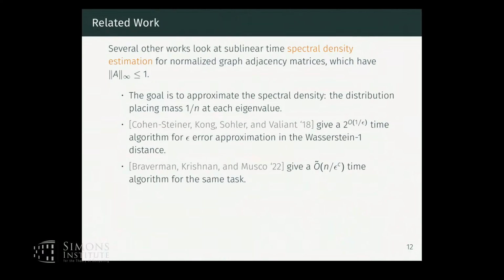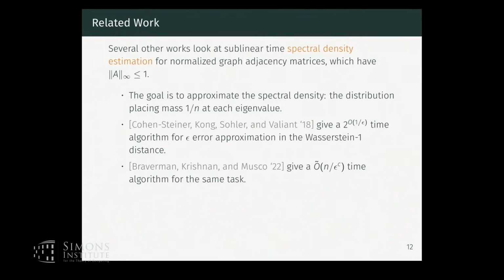And then finally, I'll just mention that there are several other recent works that look at spectral density estimation for certain types of adjacency matrices of graphs, like normalized graph adjacency matrices. Here, you view the spectral density as a distribution, placing point mass 1 over n at each eigenvalue, and you want to approximate this in the Wasserstein distance. There's this really cool work that actually gives a runtime which is independent of n.